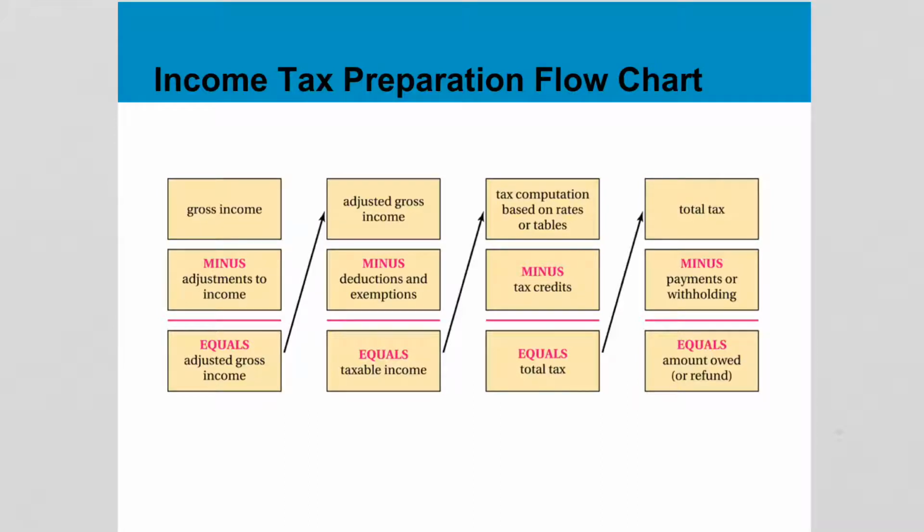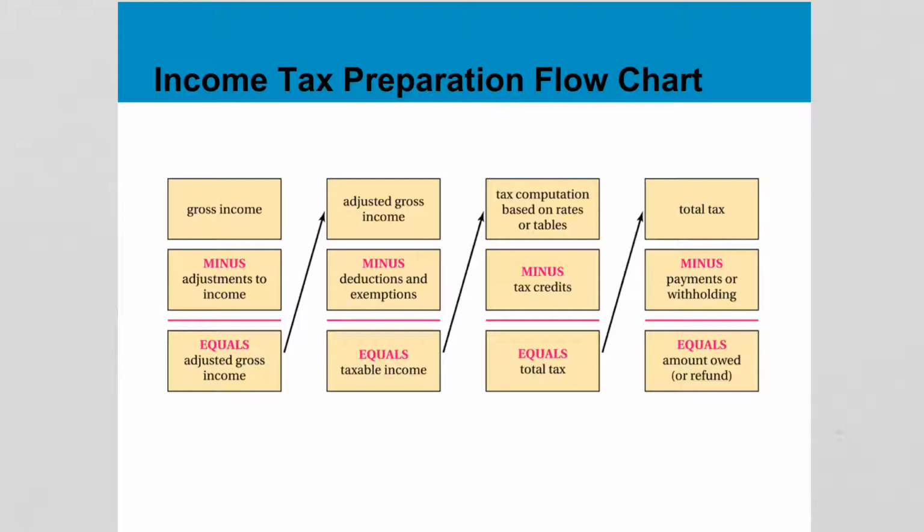So here's how you prepare income taxes. You take your gross income, how much you made before taxes. Subtract the adjustments to your income. We'll talk about what those could be. That gives you your adjusted gross income, which they'll call the AGI. Take that number, subtract your deductions and exemptions. That gives you your taxable income. So your taxable income is all you're taxed on. Not the gross, not even the adjusted, but just what's taxable.